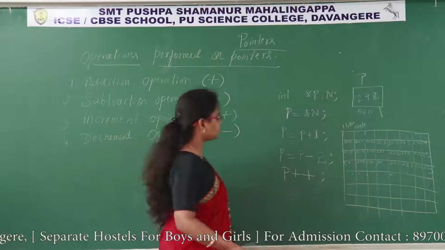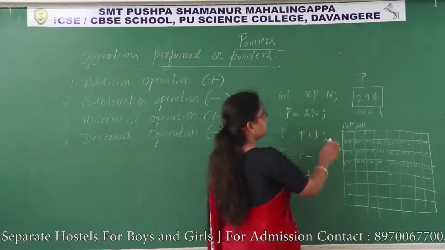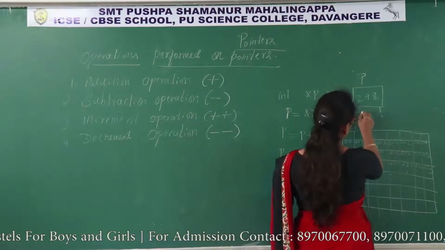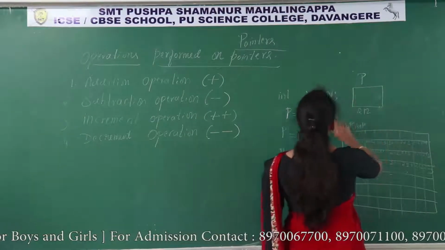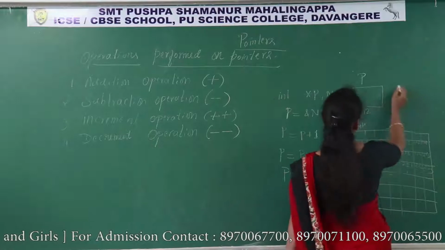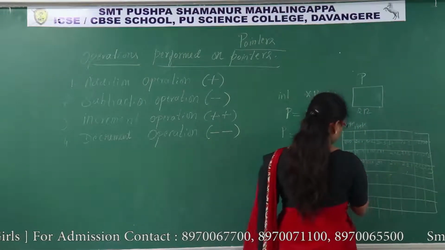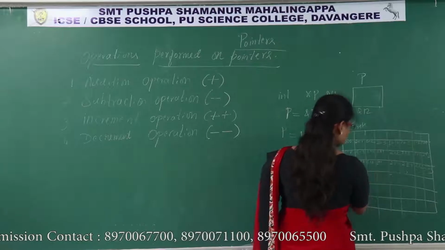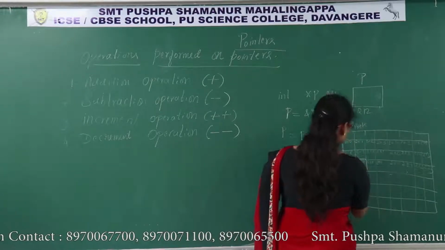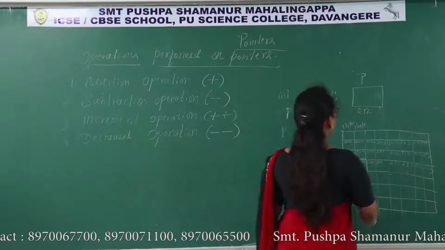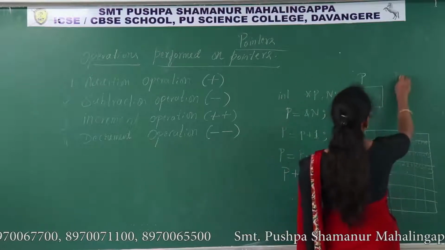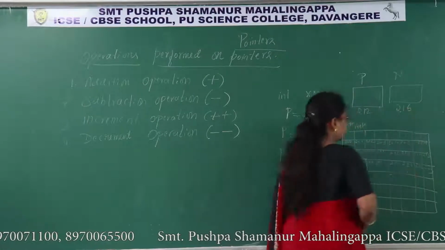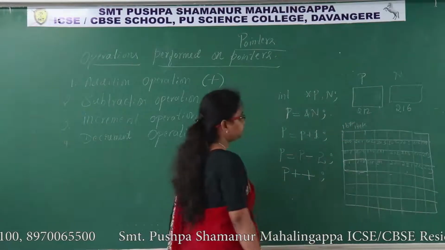See here. Let us consider the address of P is 212. Okay, 212 is the address of P. And the address of N I'll consider somewhere here, 216 and 217. So N, I'll allocate this memory here. So what is the address of N? 216 is the address of N.